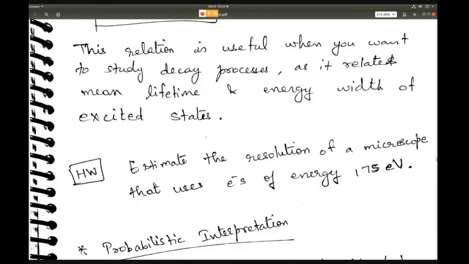Okay, so the homework problem here is: estimate the resolution of a microscope that uses electrons of energy 175 electron volts. So this is something that you need to find out. What is the resolution of a microscope that uses electrons of energy 175 electron volts? So I think you can do this homework problem now.